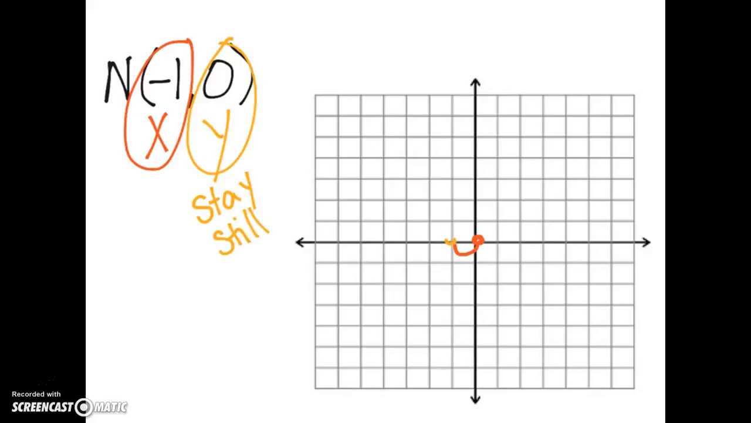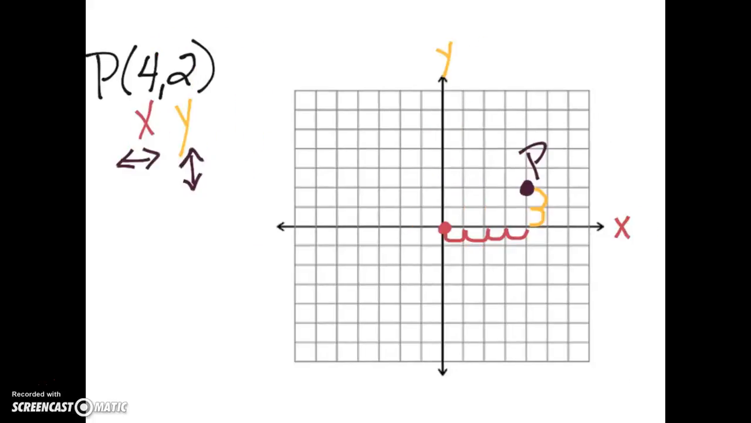So that means we're stopping here. There's no more changes to be made. And that is going to be point N. Alright? So hopefully at this point you remember how to count each of your ordered pairs and put that point on the graph. Now I want us to go back and see if we can identify which quadrant each of these points is in. So let's go back to P.